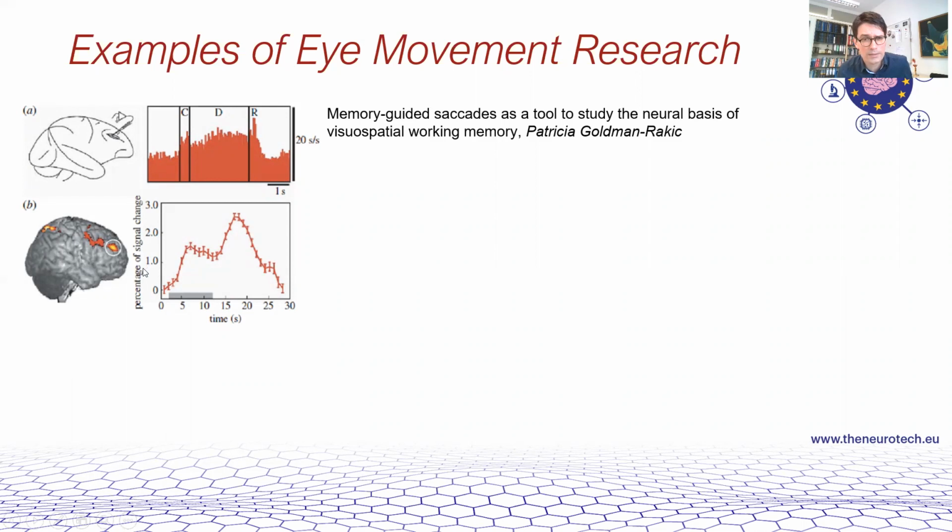This is a very popular task, the memory-guided saccade task, to probe visual spatial working memory in humans, but also non-human primates. And Patricia Goldman-Rakic used the task to help understand the role of the prefrontal cortex in enabling visual spatial working memory. So here, a saccadic eye movement task was essentially used as a tool to study the neural mechanisms of visual spatial working memory.